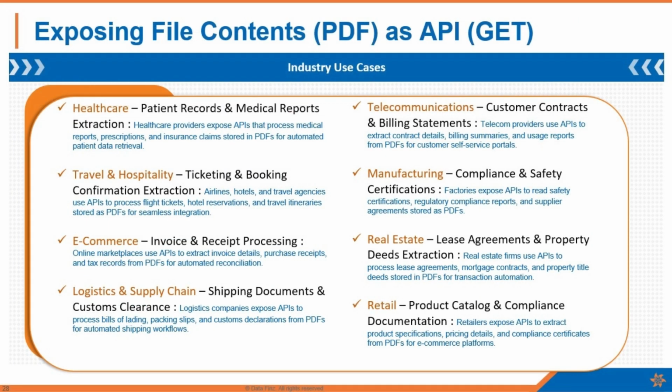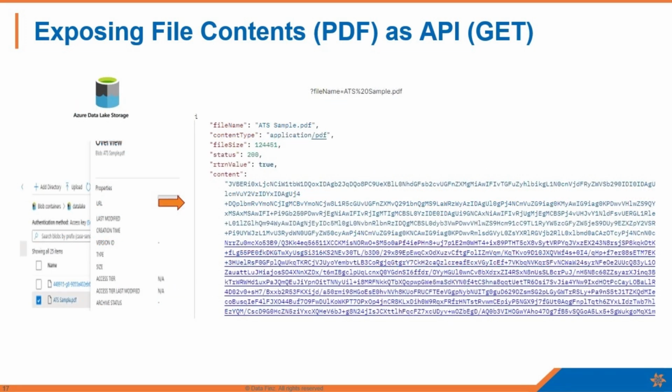Exposing PDF file contents as APIs using the GET method enables industries to extract and process essential documents like medical records, invoices, contracts, and shipping details, supporting automation and efficient data retrieval. DataFinz allows users to expose PDF file contents stored in Azure Data Lake Storage as APIs using the GET method. This no-code approach makes it easy to extract text from PDF files, enabling retrieval of PDF data.